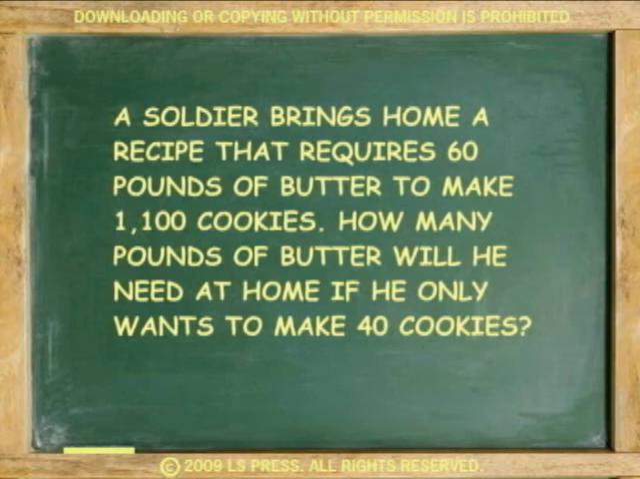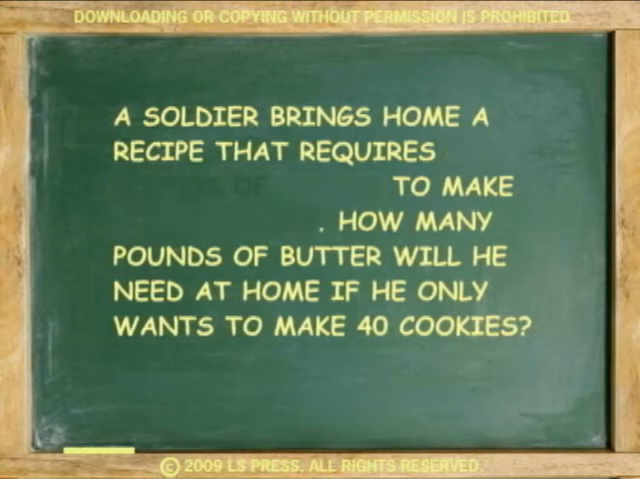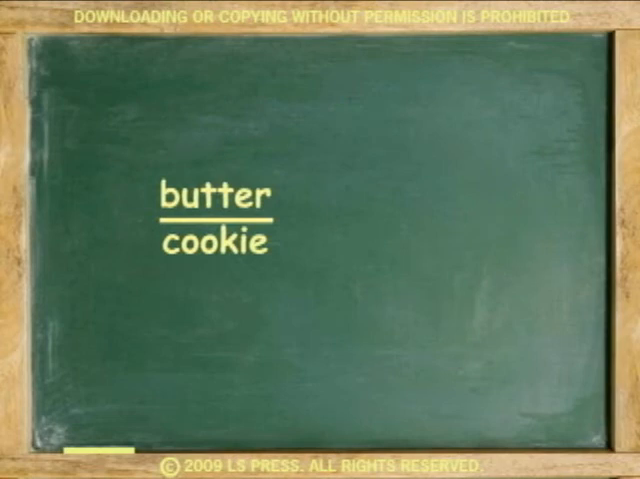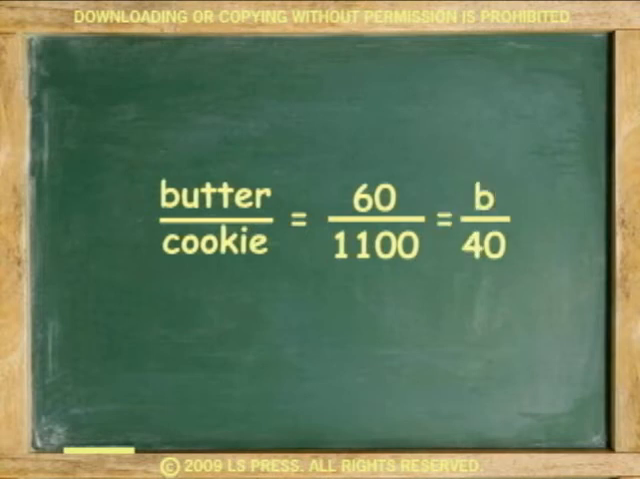Another example. A soldier brings home a recipe that requires 60 pounds of butter to make 1,100 cookies. How many pounds of butter will he need at home if he only wants to make 40 cookies? The units involved are pounds of butter and numbers of cookies, or how much butter per cookie. 60 pounds of butter for 1,100 cookies equals butter for 40 cookies.